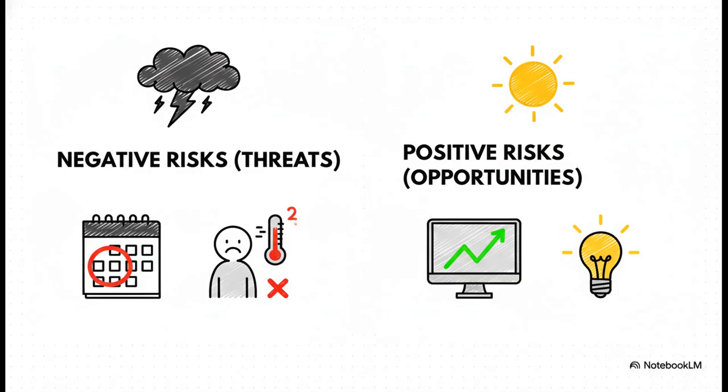Let's break that down, because it's like two sides of the same coin. On one side, you have negative risks, which we just call threats. These are the potential headaches, like a key team member getting sick right before a presentation, that we want to minimize. But on the other side, you've got positive risks or opportunities. Maybe a brand new piece of software gets released that could cut your research time in half. These are the good surprises you want to maximize.